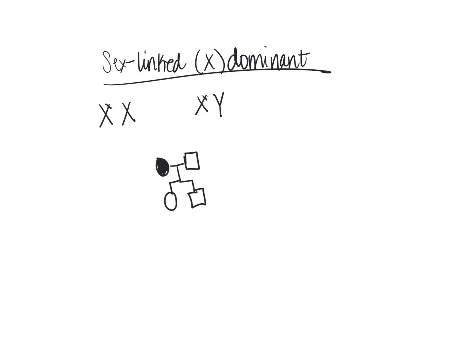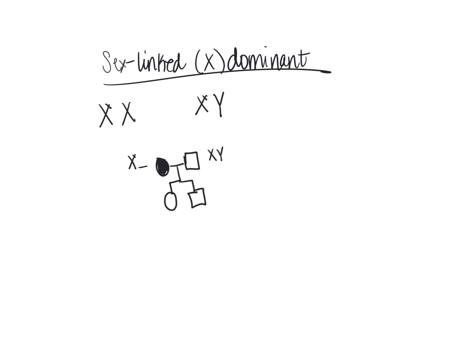We have a pedigree here, and in this pedigree, we have an affected mother and an unaffected father with 2 children. So we know that her genotype is at least one affected X chromosome and then a blank. And then for the father, we know he's unaffected, so he would be XY.